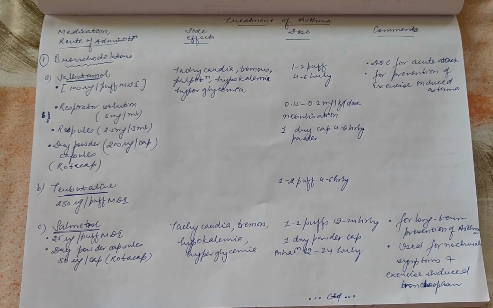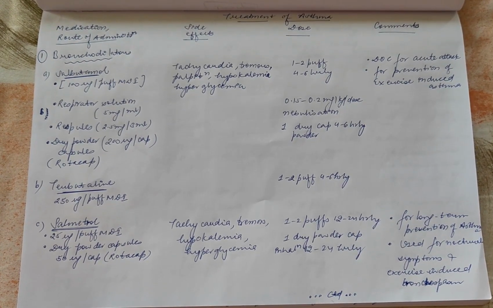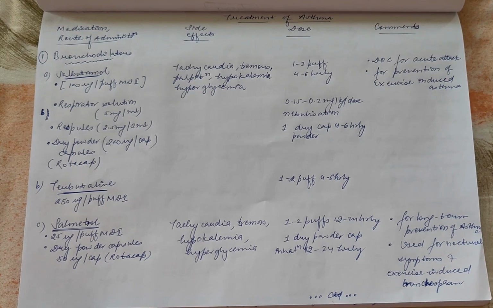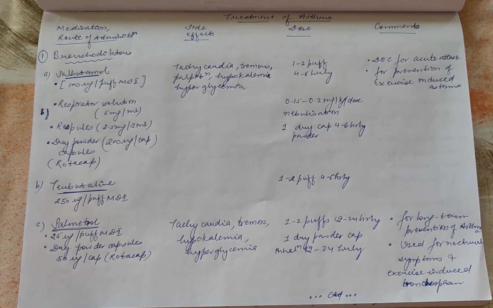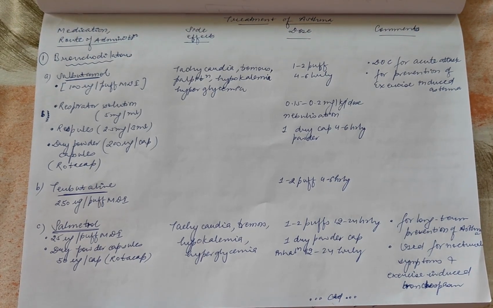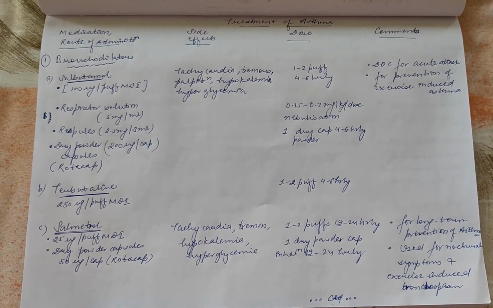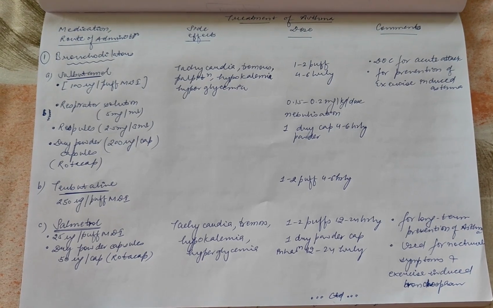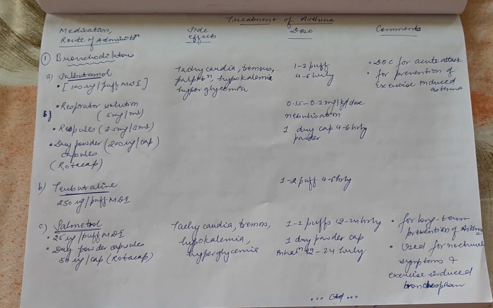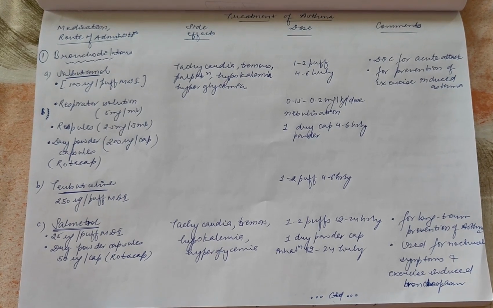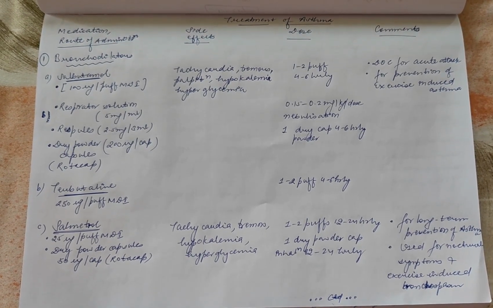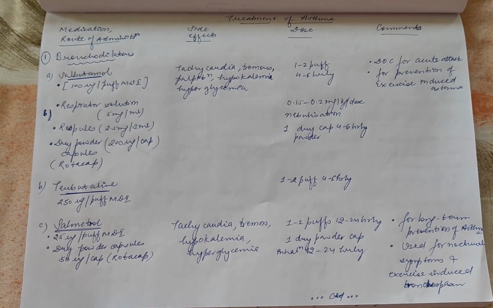Second is terbutaline. Terbutaline is given 250 microgram per puff MDI, and the dose is 1 to 2 puffs 4 to 6 hourly. Third is salmeterol. Salmeterol is given as 25 microgram per puff MDI, or also available as dry powder capsule, that is Rotacap, as 50 microgram per capsule.